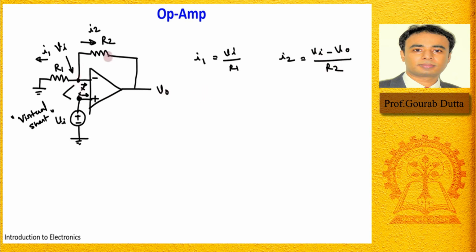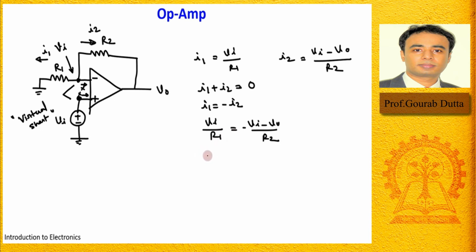And again, if you apply KCL at this node, then you can see I1 plus I2 is equal to 0, right? So that means this equation, and you can now just directly put the values here, it is easy, right? So it is minus of Vi minus V naught by R2, right? Now if you just do the separation of this V output and V input, right?